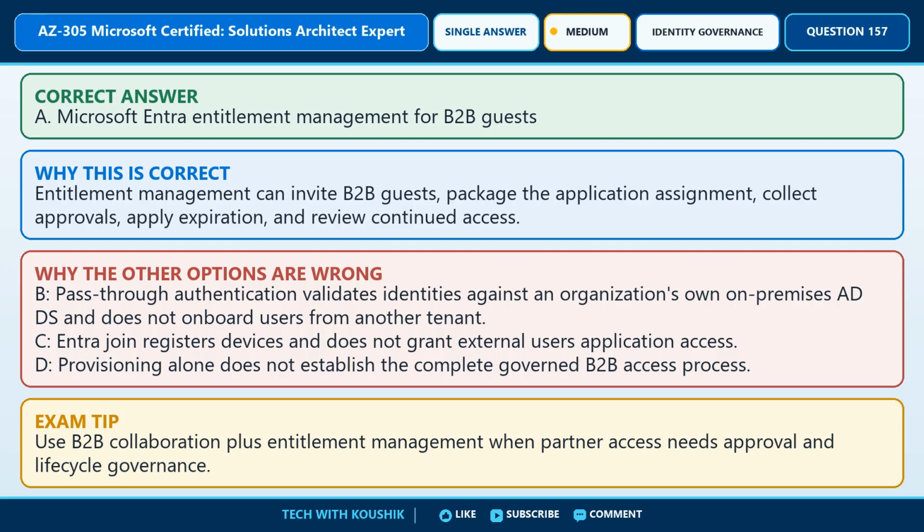B. Pass-through authentication validates identities against an organization's own on-premises AD DS and does not onboard users from another tenant. C. Entra join registers devices and does not grant external users application access. D. Provisioning alone does not establish the complete governed B2B access process. Remember this distinction for the exam. Use B2B collaboration plus entitlement management when partner access needs approval and lifecycle governance.